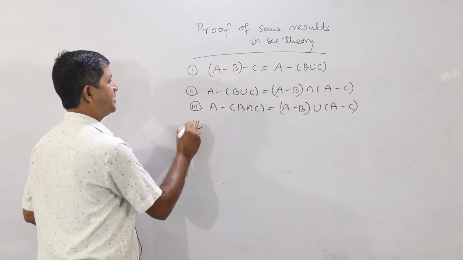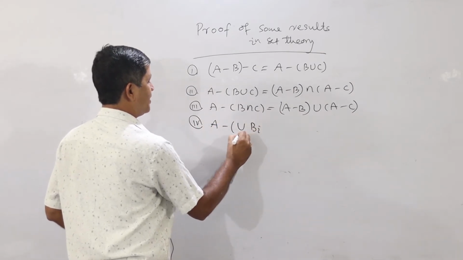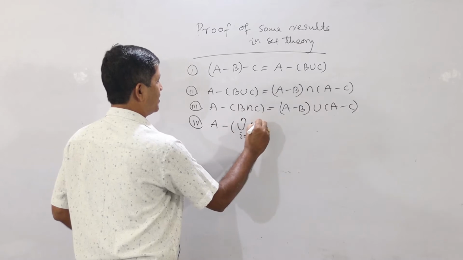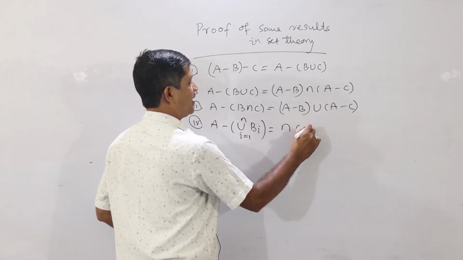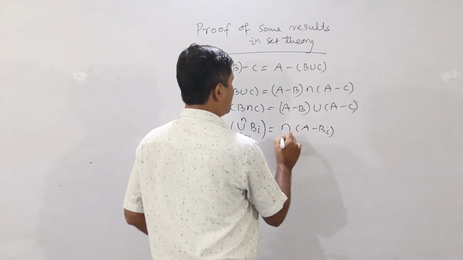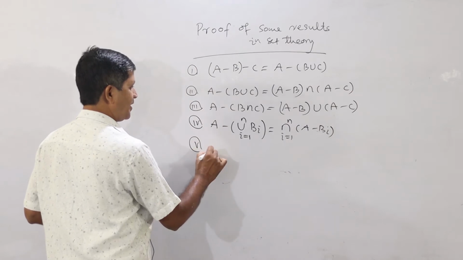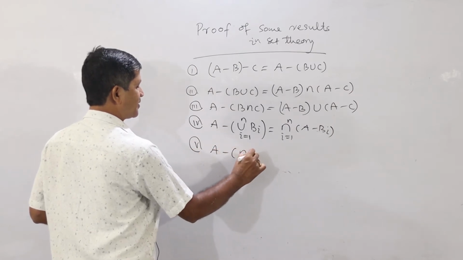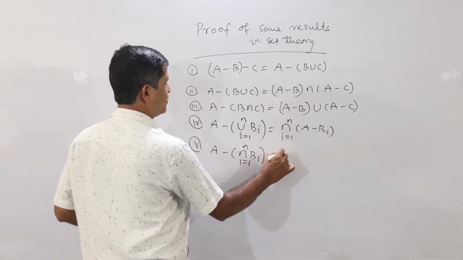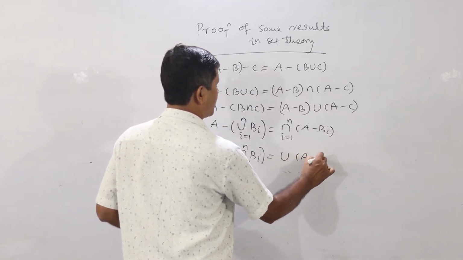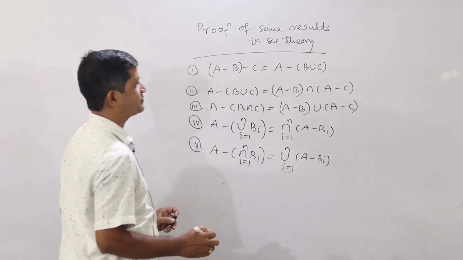And fourth is A − the union of Bi, i varying from 1 to n, is equal to the intersection of (A − Bi), i varying from 1 to n. Fifth, A − the intersection of Bi, i varying from 1 to n, is equal to the union of (A − Bi), i varying from 1 to n.